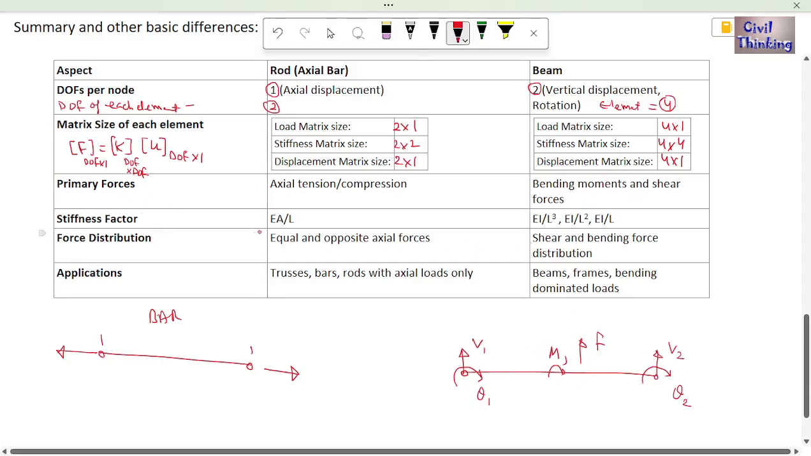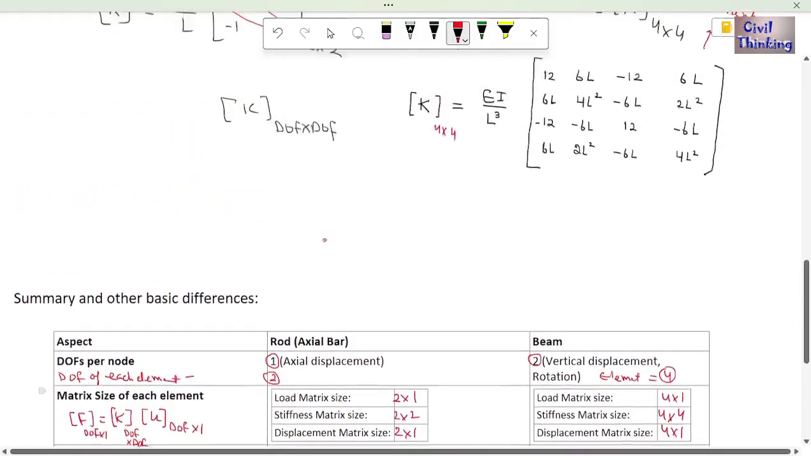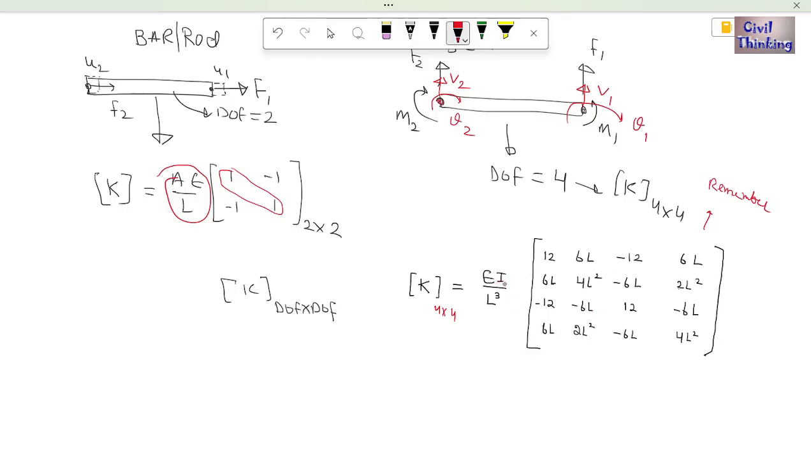Now the stiffness factor is EA by L. What is stiffness factor? It is what is outside the matrix of stiffness. This is the stiffness factor. Here it is AE by L, but for a beam, what is the stiffness factor? It can be EI by L cube times 12, so it is EI by L cube. It can also be EI by L cube times 6L. So L and this cube, one power will cancel.